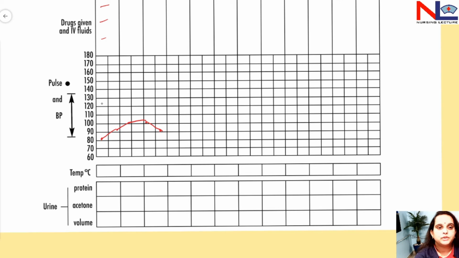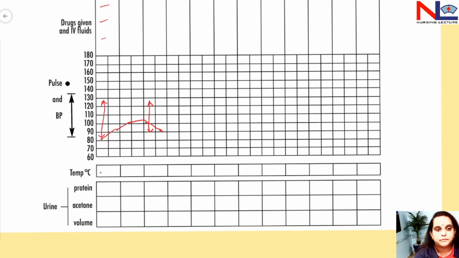Blood pressure is to be recorded at a 4-hour interval by a vertical line and by drawing arrows on both sides. So at a 4-hour interval you need to write the blood pressure of the woman. So this is how you can mention the blood pressure. Or if a woman is hypertensive, in that condition you need to write it 1 hourly.